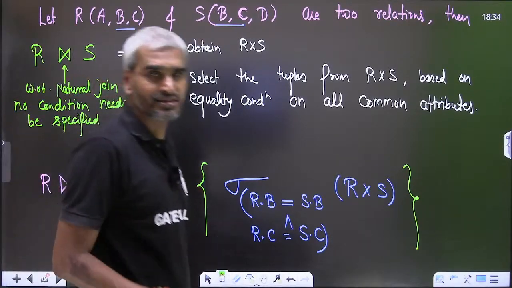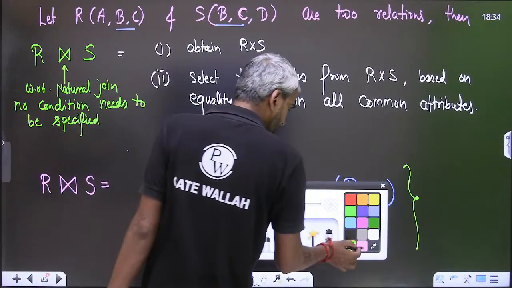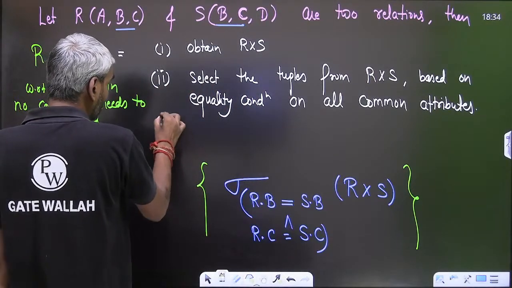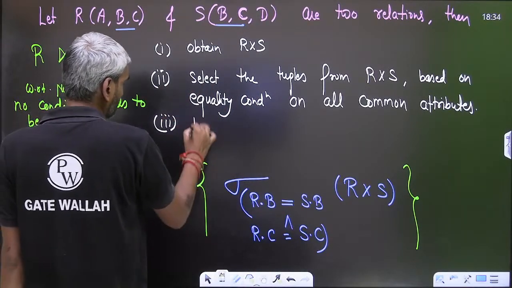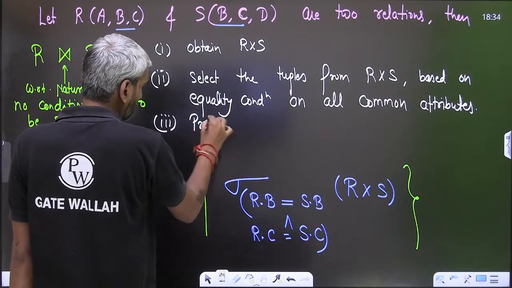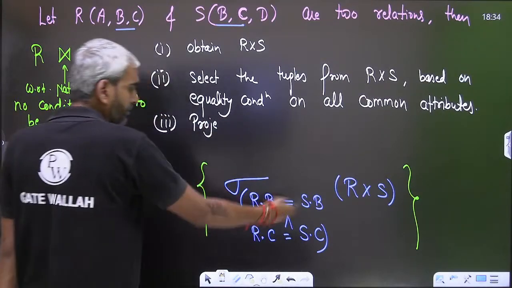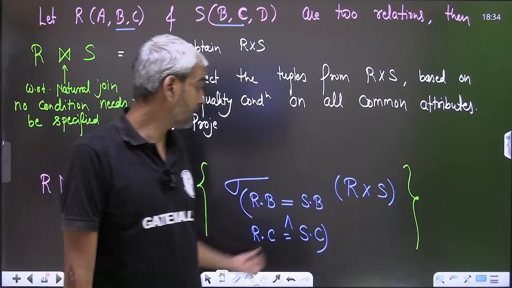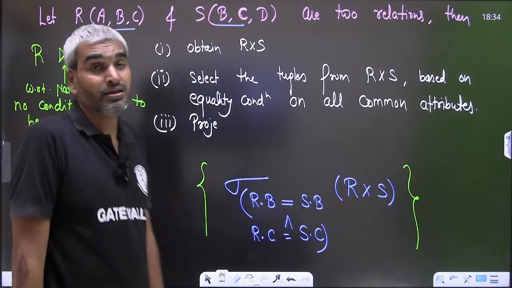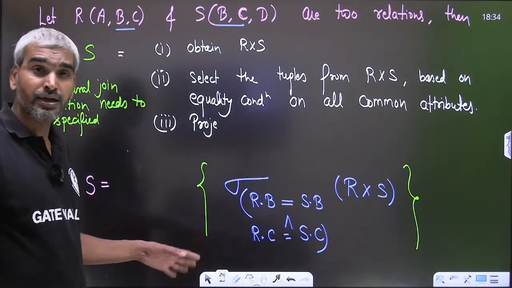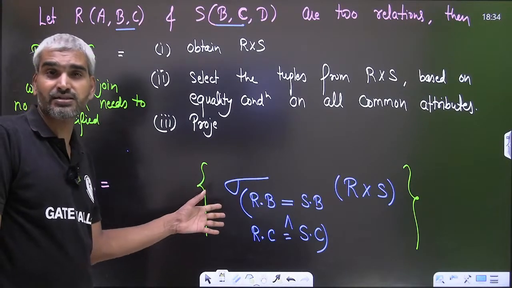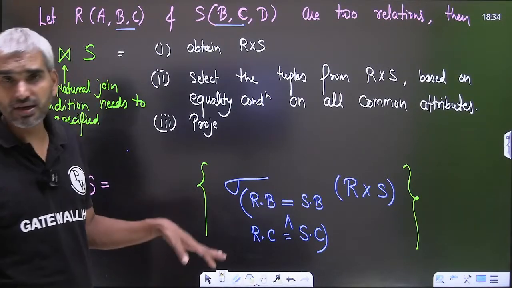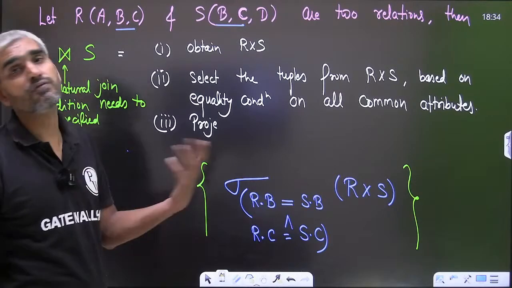Finally, the last thing that you will do is project distinct attributes. You know that B will appear in relation R as well as in relation S. C will appear in R as well as in relation S. Therefore, you will not have the attribute B from both relations R and S. You will not have the attribute C from both the relations. You will take it only from one relation.